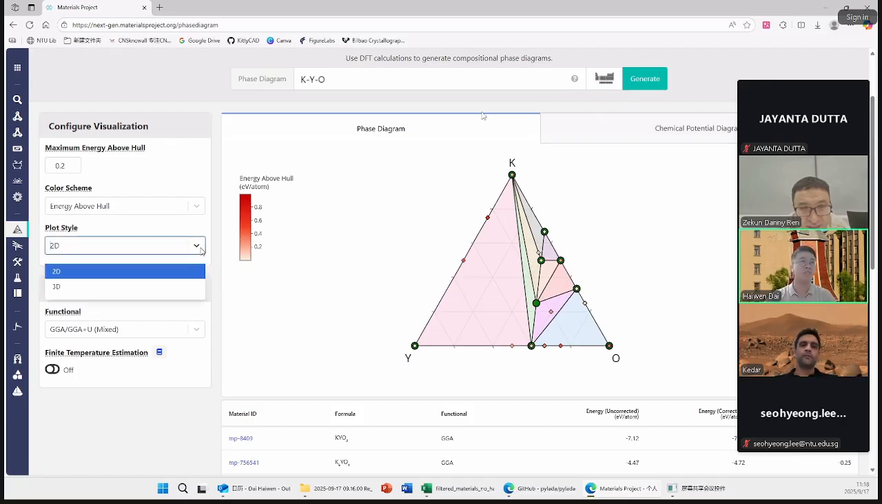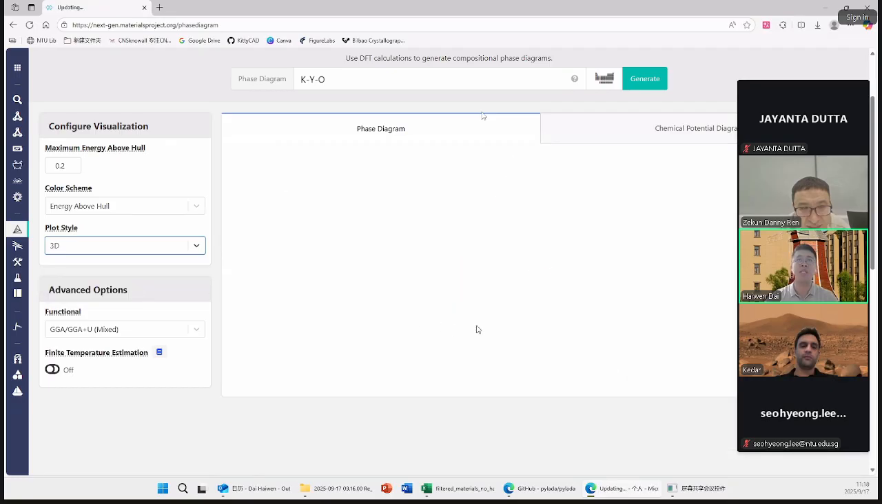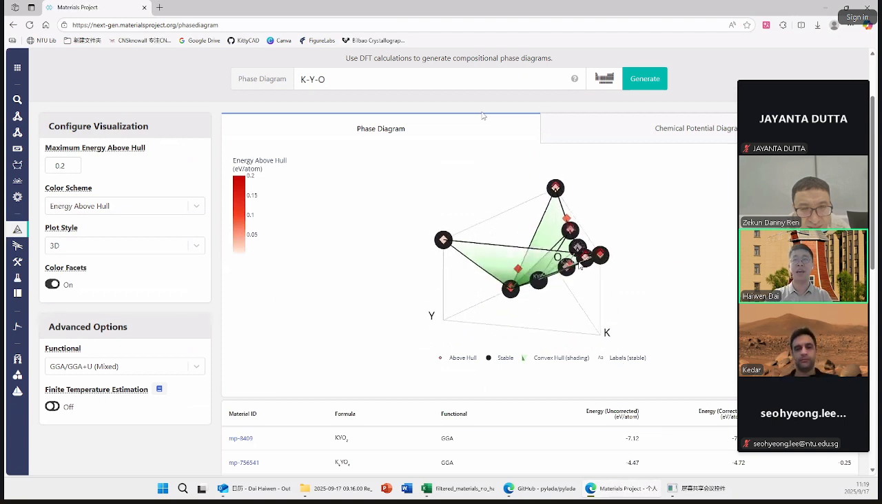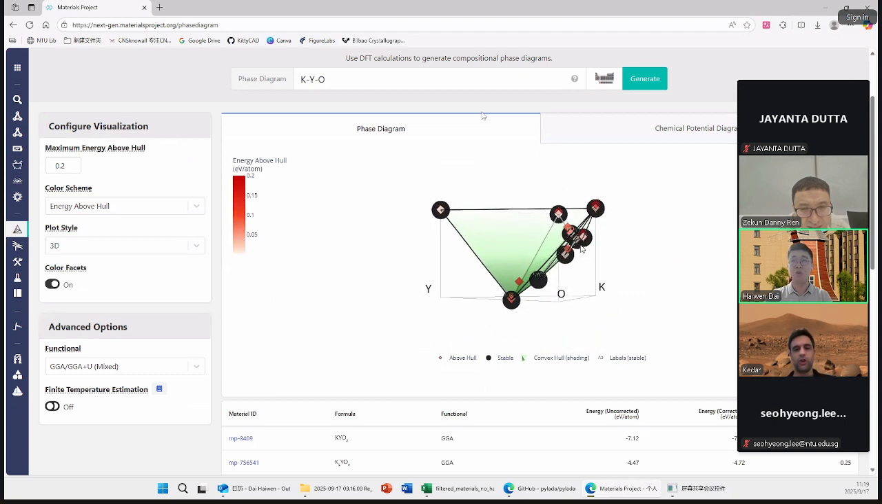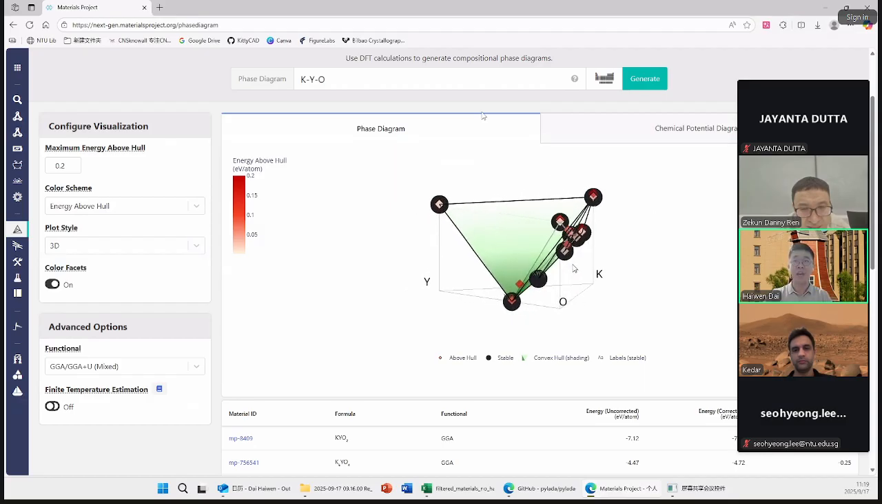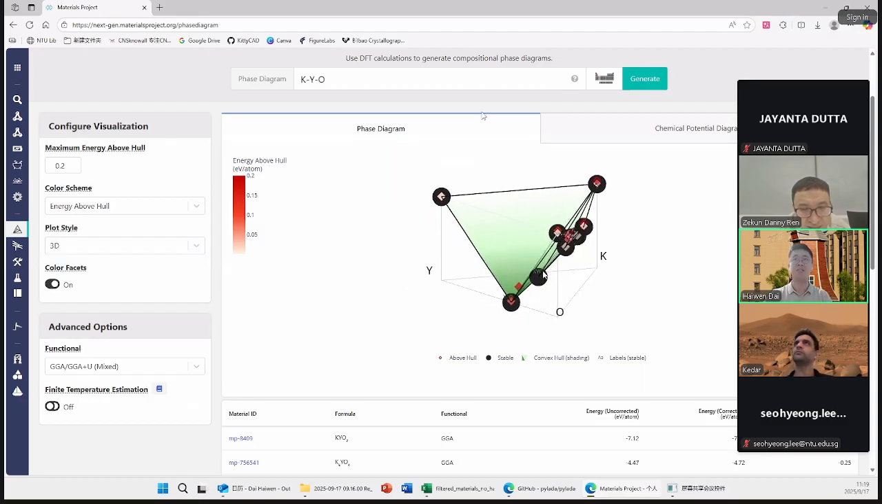If I convert the diagram to 3D, you can easily see that it's almost a straight line. From that point to this point, it's basically something just on the hull, or maybe within the range of DFT accuracy. It's almost a straight line here. So this is the point. From whichever angle you look at it, it's basically a straight line.